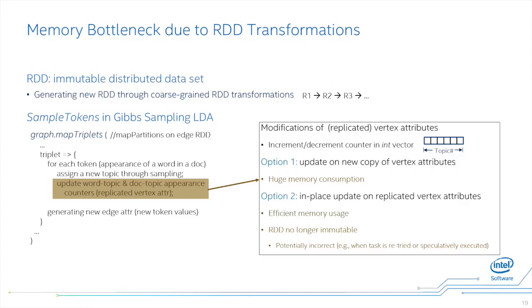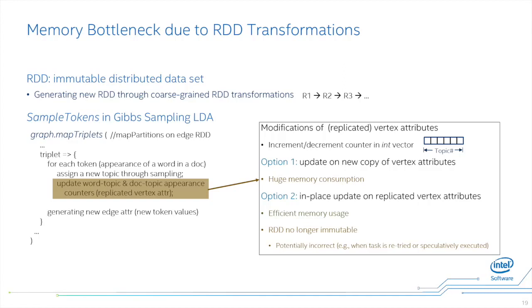The other part of the problem is that RDD transformation also needs a lot of memory, because in Spark, an RDD is supposed to be an immutable distributed data set. So how do you get a new RDD? You do it through some coarse-grained transformation. You take an RDD R1 and generate a new set of data, R2, and so on. In particular, in our sample token operation in sampling LDA, as I mentioned, it uses the mapTriplets in GraphX, which is essentially a map partition on the edge RDD.